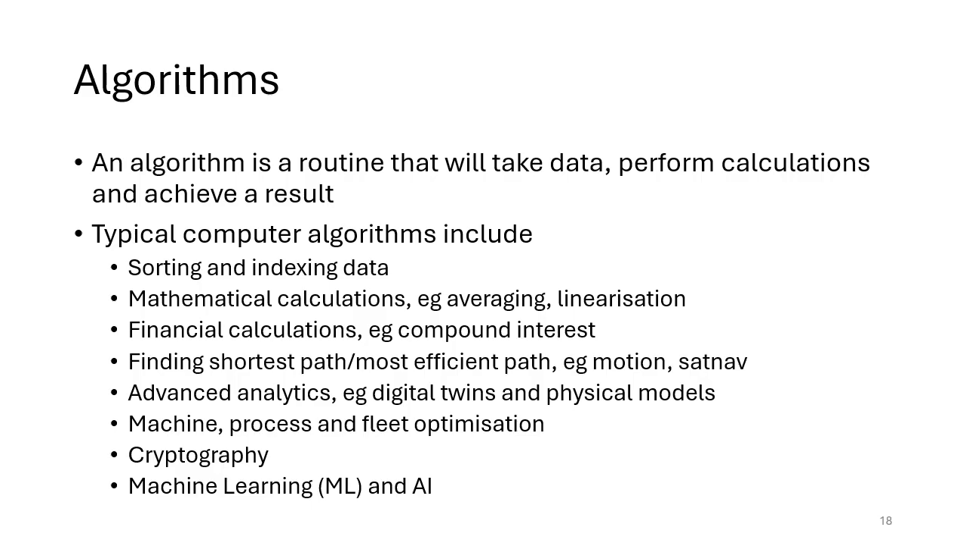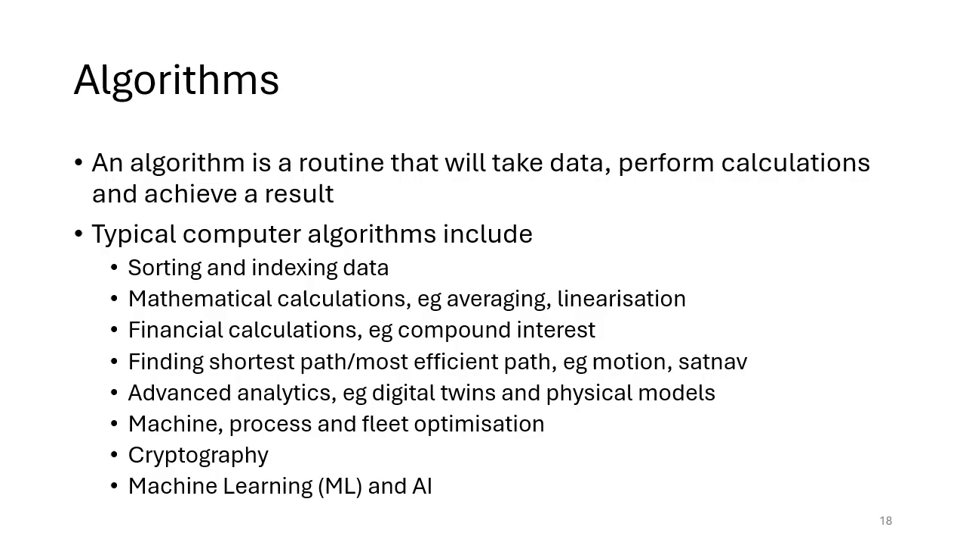Another concept we come across is algorithms. An algorithm is a routine or piece of code that will take data, perform calculations, and achieve a result. Typical algorithms include sorting and indexing of data. That's important so you can more quickly retrieve data in future. Mathematical calculations, for example, averaging or linearizing a set of data. Financial calculations, such as calculating compound interest over a number of years. Finding the shortest path or the most efficient path. For example, that might include motion control, but also things like sat-nav and delivery type applications.